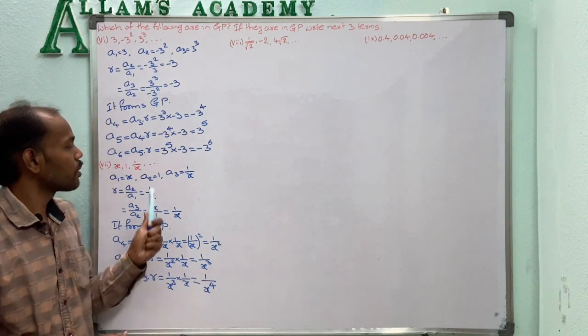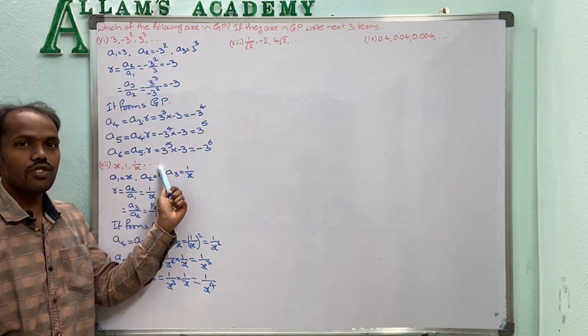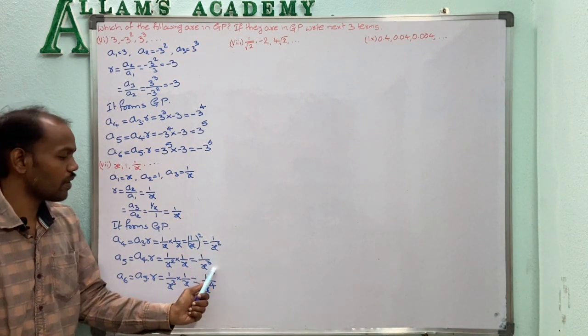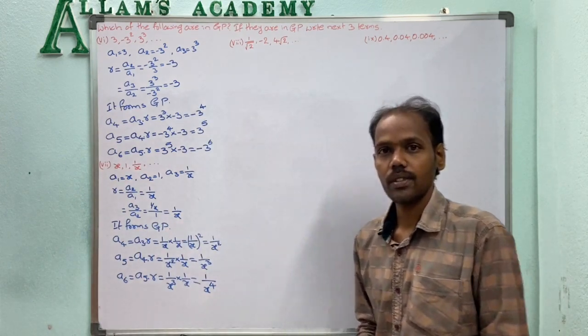So for the geometric progression x, 1, 1 by x and so on, the fourth, fifth and sixth terms are 1 by x square, 1 by x cube and 1 by x power 4.